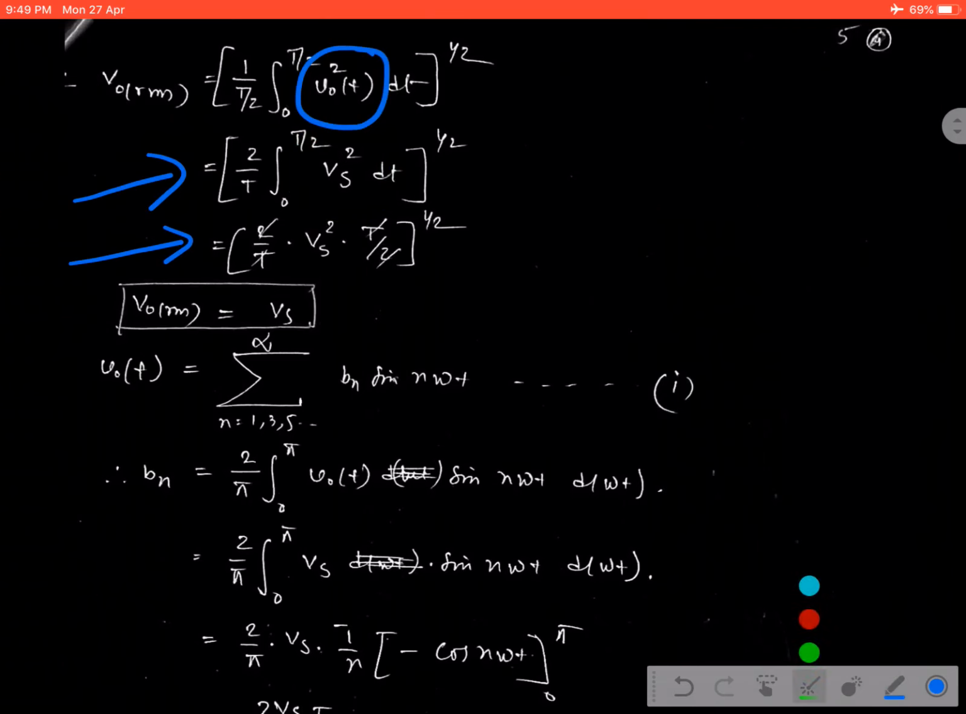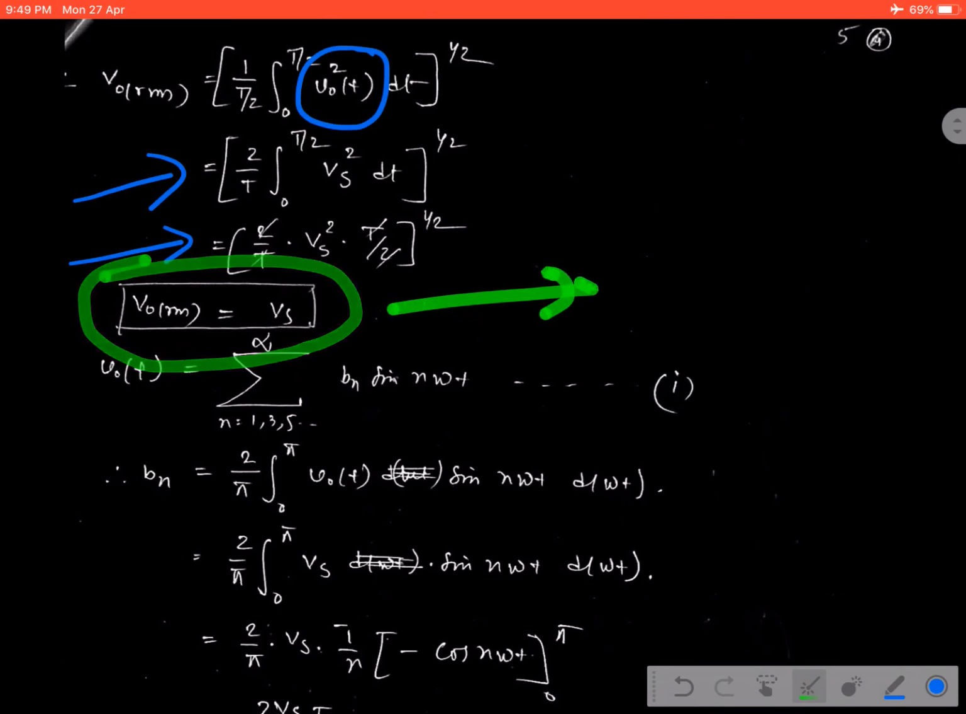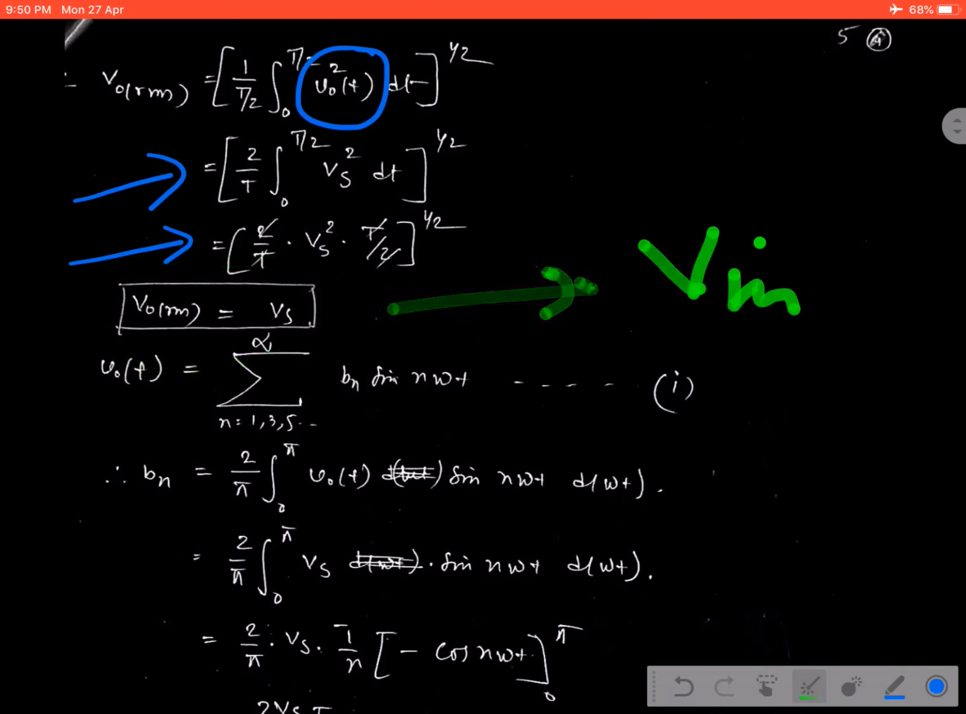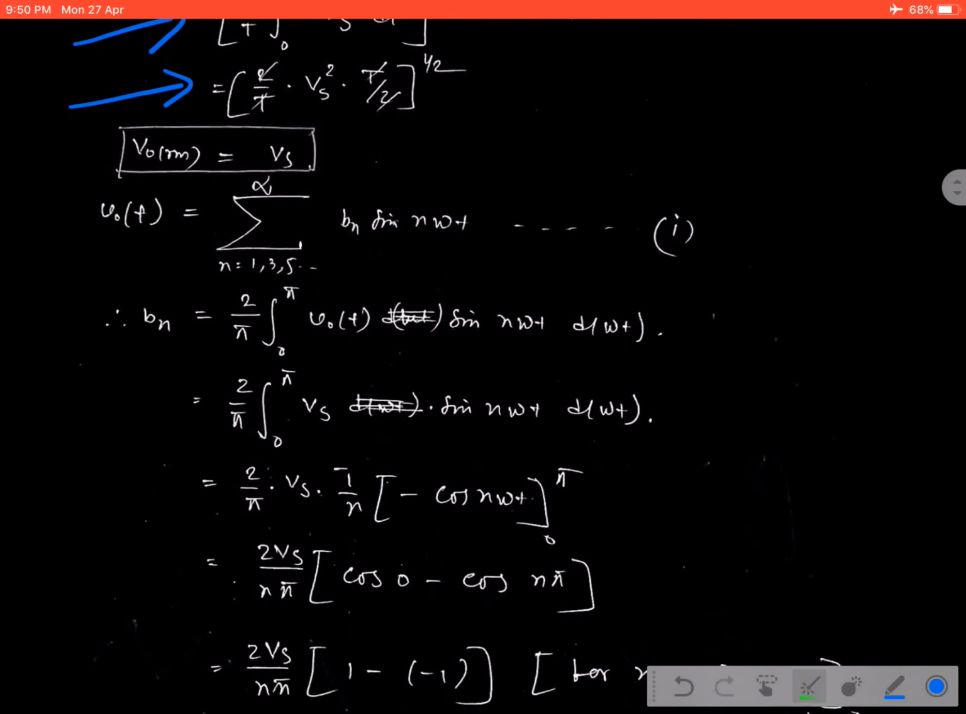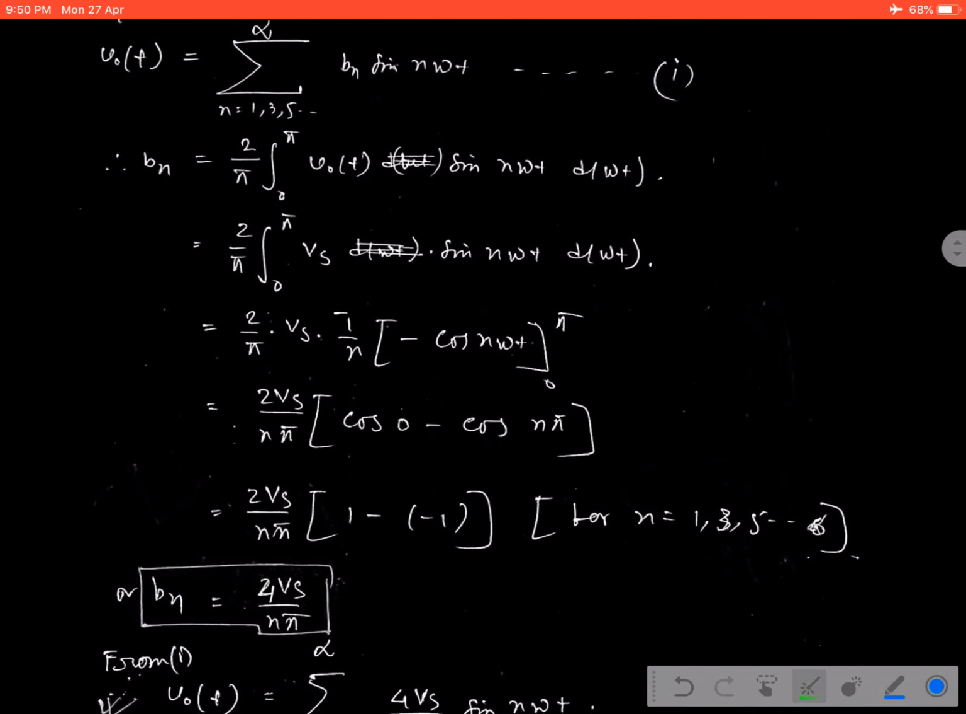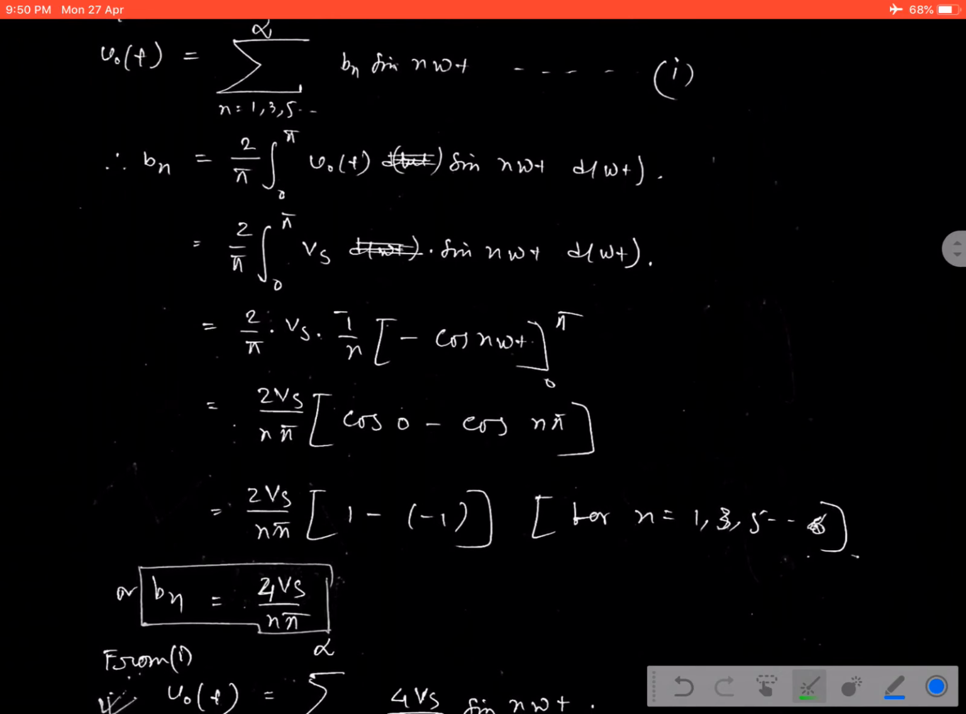So the expression of the RMS value equal to Vs is similar to the input voltage Vs. That means the input voltage and the RMS voltage are both the same in magnitude. Now deduce the expression of the periodic function that is taken from the Fourier series.